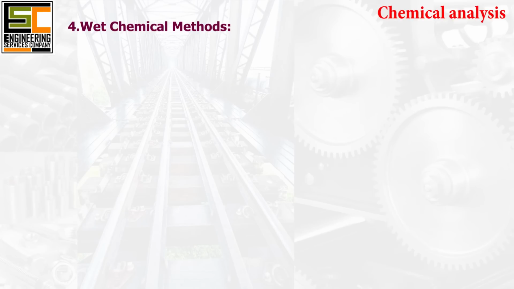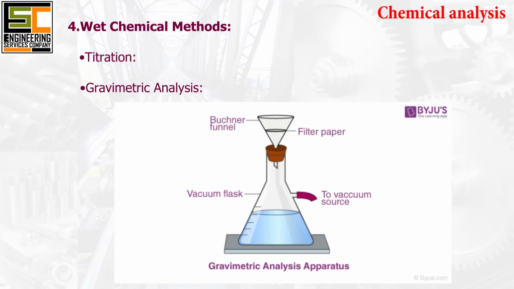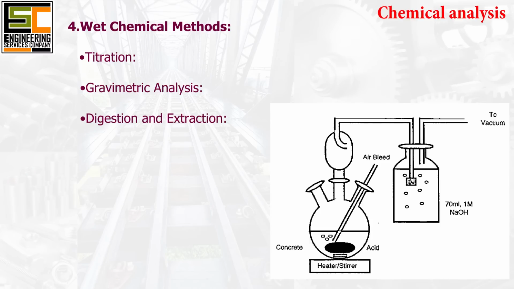4. Wet chemical methods. Titration determines the concentration of an analyte in a sample by reacting it with a standardized solution of a known concentration. Gravimetric analysis determines the concentration of an analyte in a sample by measuring the mass of a precipitate formed during a chemical reaction. Digestion and extraction involves the dissolution of a sample in an appropriate solvent, followed by separation and quantification of specific compounds or elements.